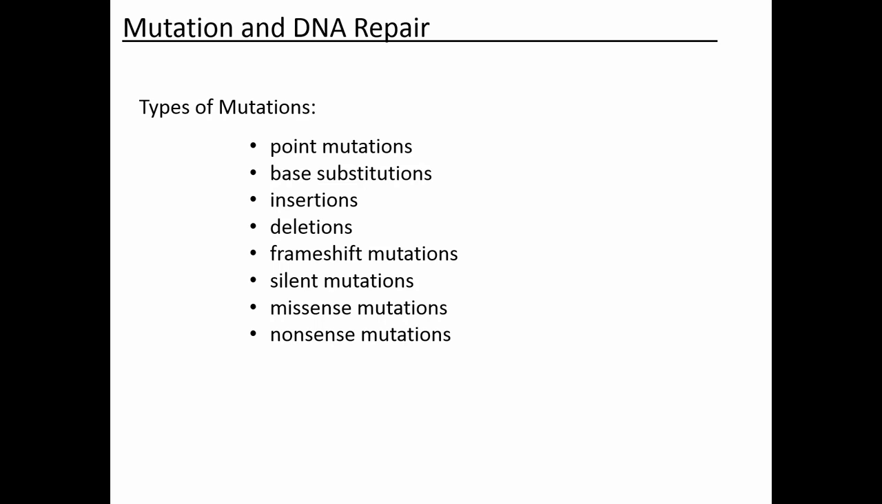So this point mutation that I drew up here, where I changed the GC to a TA, is also a base substitution, because I substituted a TA base pair for a GC. Also, I just want to make sure that everyone's clear on this. If I were to change the C to a CG, that would also be a base substitution, because this is different from that.